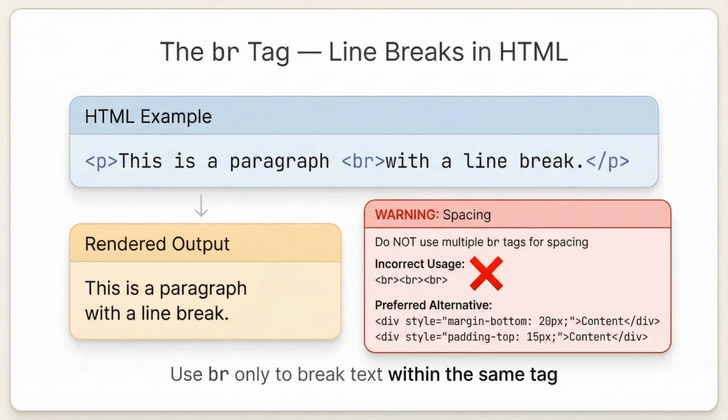Some developers stack 2 or 3 BR tags to create visual spacing between sections. Don't do that. The BR tag is only meant for breaking text within the same element. If you need spacing between separate content blocks, use a proper container with padding or margin instead.